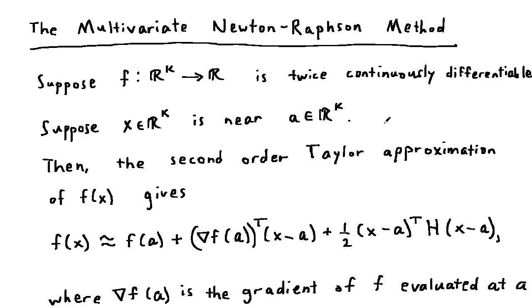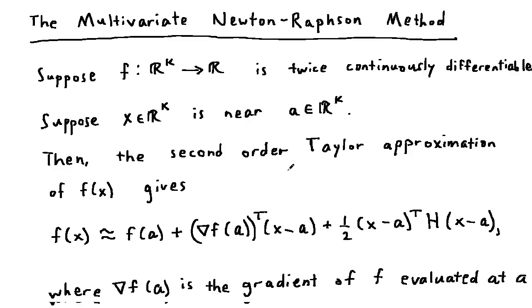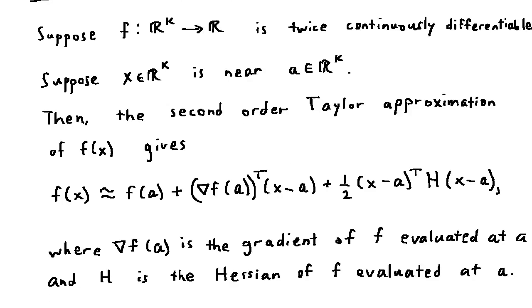In this lecture, we're going to look at the multivariate Newton-Raphson method. Here's the statement of the method. Suppose f from R^k to R is twice continuously differentiable. Suppose x is in R^k and is near some point a in R^k.